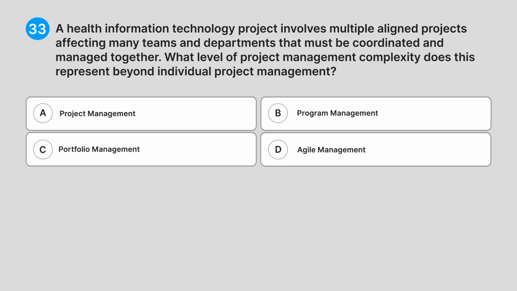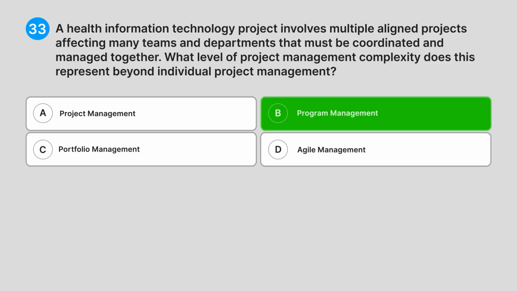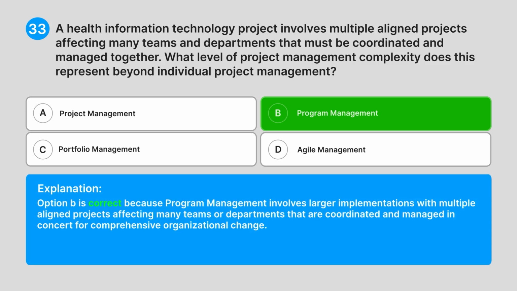Correct answer, B. Program management. Explanation. Option B is correct, because program management involves larger implementations with multiple aligned projects affecting many teams or departments that are coordinated and managed in concert for comprehensive organizational change.